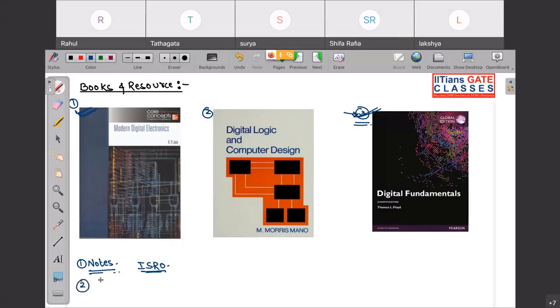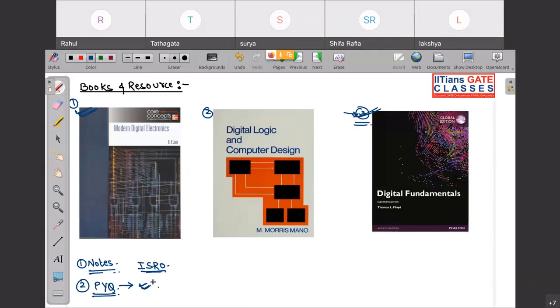Okay, questions. So I will say first, irrespective of the branches, whether you are from EC, electrical, computer science, instrumentation, I will say previous year questions. First, you finish a chapter, immediately you need to solve the previous year questions. Why? Because the previous year questions are very important.